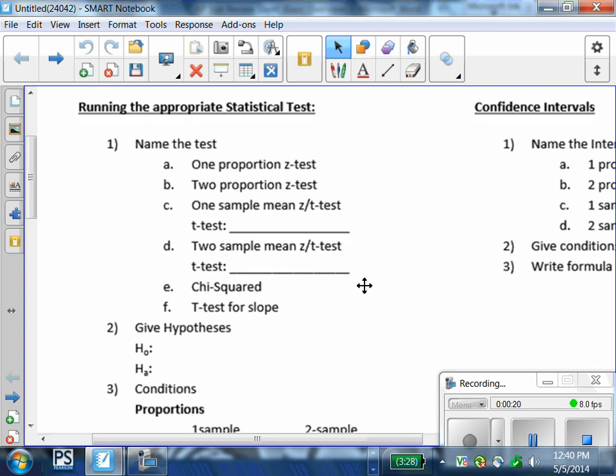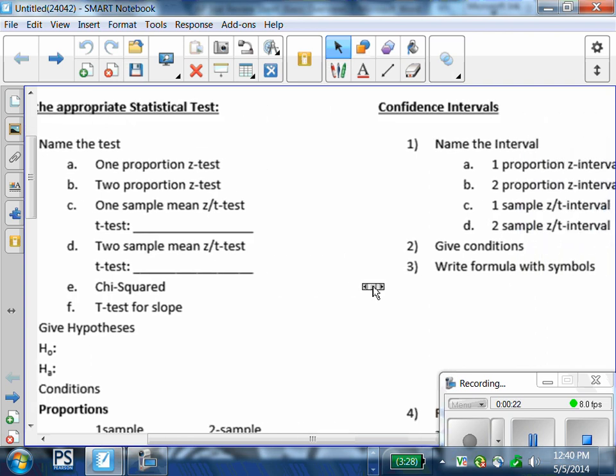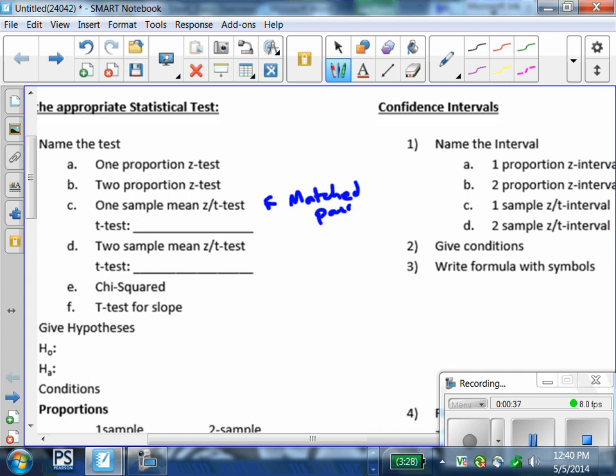First thing you want to make sure you do is either name the test or the interval, and there are all the different names. The one that's not sitting in here, and it's just a very specific version of a one sample test, would be matched pairs. And we'll talk about that as we go through here.